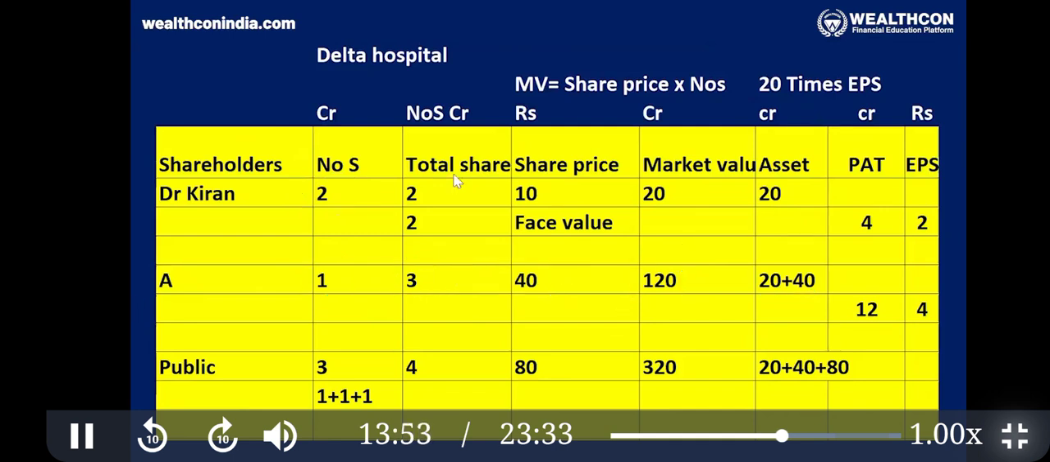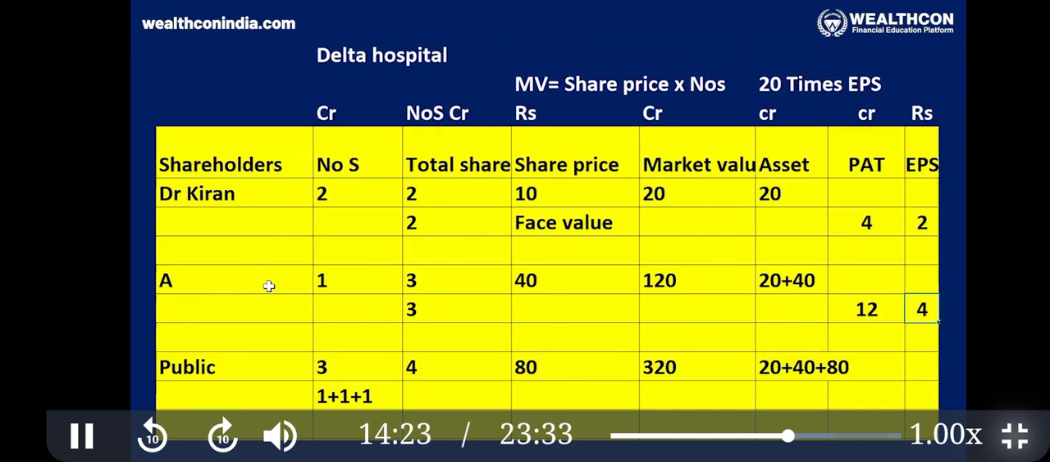And because new capital came into the picture, assets are increased. So after 1 or 2 years, the hospital earns a profit of 12 crore. So how much will be the earning per share? Profit after tax divided by number of shares. The number of shares was 3 crores. Numbers are in crores. So 12 divided by 3 is equal to 4. The earning per share will be 4 rupees. EPS is in rupees. 4 rupees is the EPS.